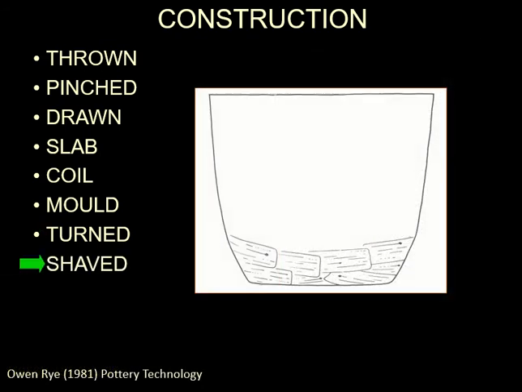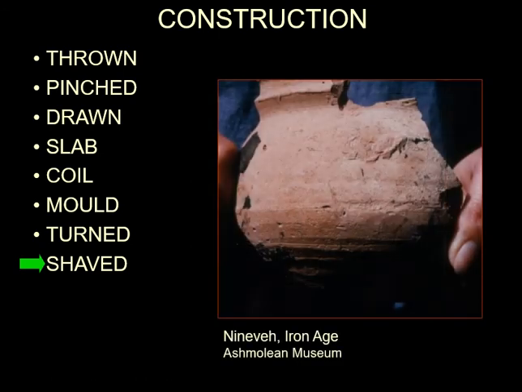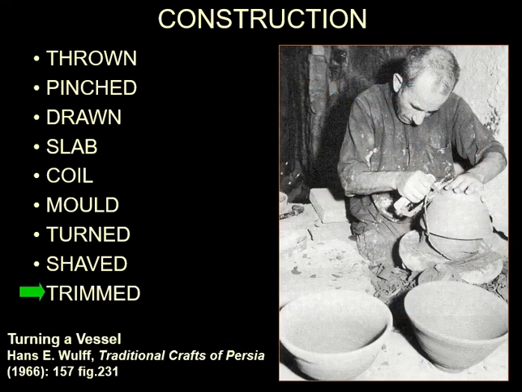Shaved. Shaved is like turning, only it's not turning. Basically, you just get a sharp tool and scrape away. And it's obviously not very parallel. It's not been done on a wheel. This may be shaving on this pot. Trimming is sort of like this. See, this is the same image of this chap turning the vessel, but basically it's using a tool to cut parts of the clay.